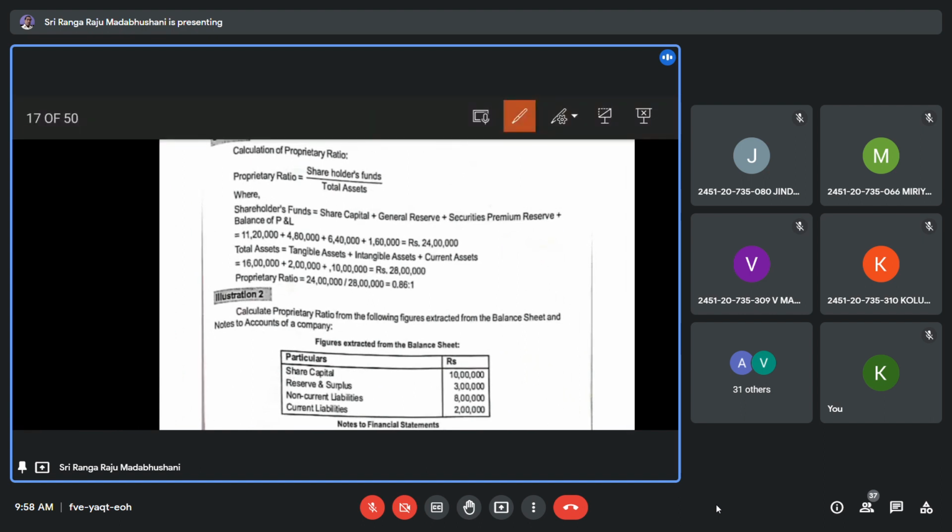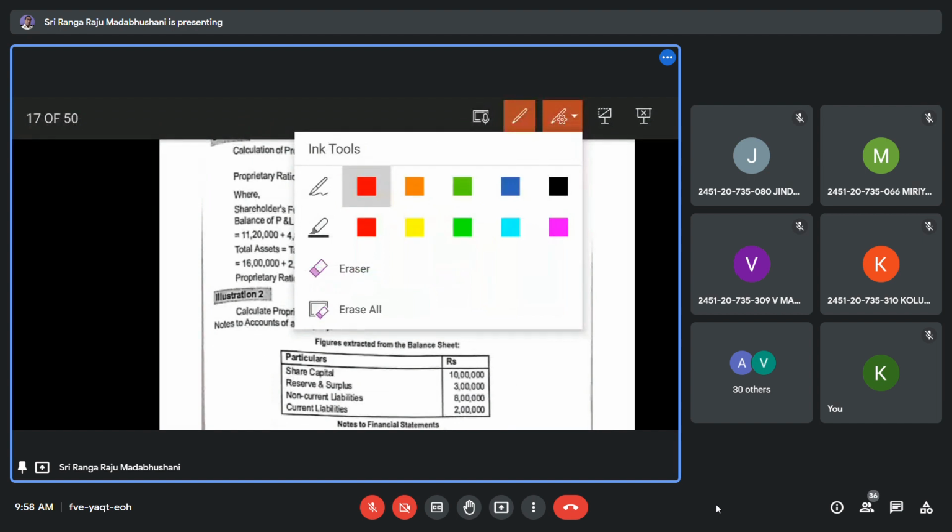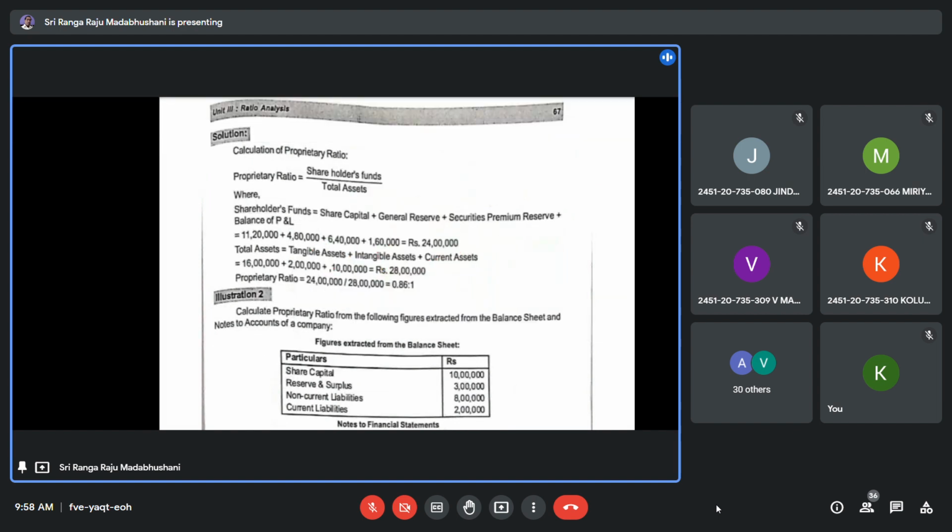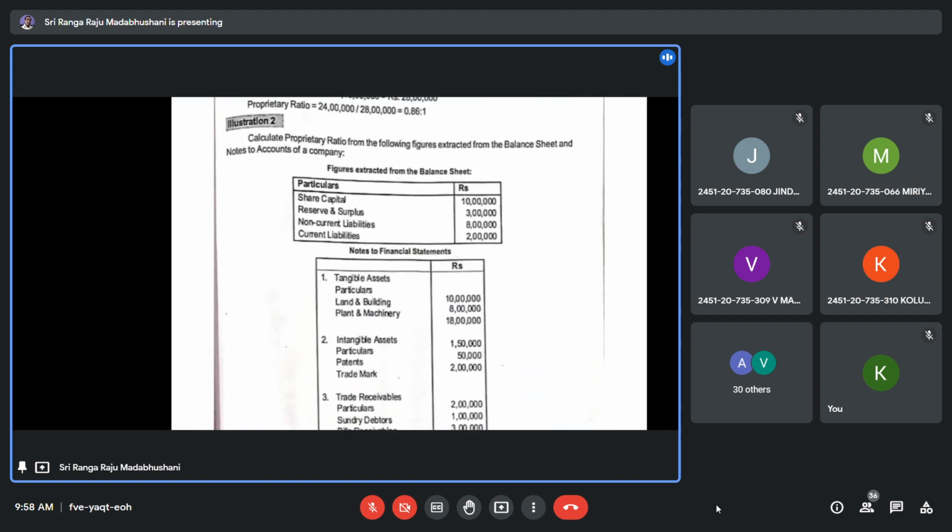Shareholders funds by total assets. Shareholders fund: share capital, general reserve, securities premium reserve, balance of profit and loss account. That is 24 lakhs. Then assets: tangible, intangible, current assets. That comes to 28 lakhs. 24 lakhs by 28 lakhs is 0.86 is to 1. Okay, not that much better. The financial position of the firm is better.